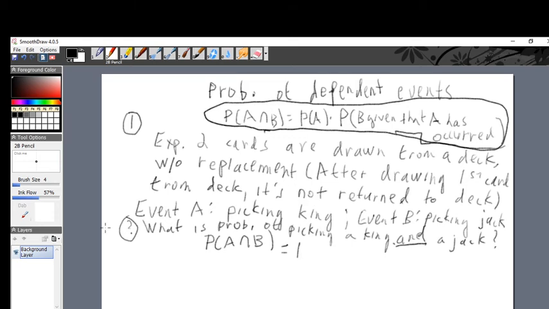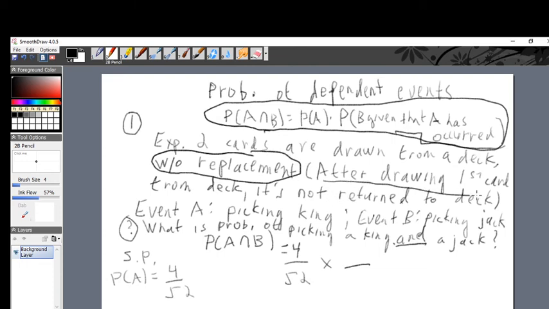Let's go to scrap paper, and let's figure out what is the probability of A. The probability of A is 4 out of 52 of picking a king. So over here, the probability of A is going to be 4 out of 52 times, what's the probability of B given that A has occurred? How many cards are left? You're drawing from a deck without replacement, so after drawing the first card, it's not returned to the deck.